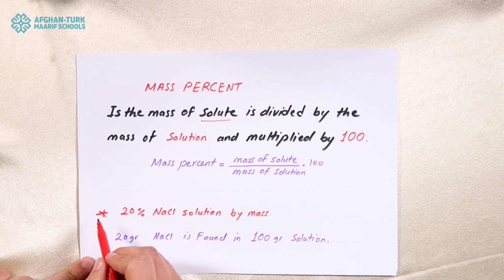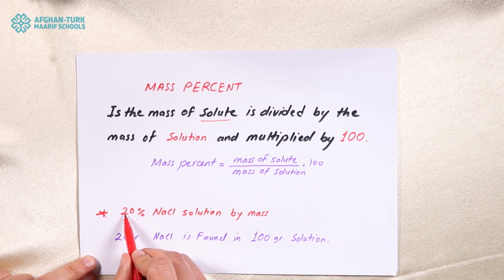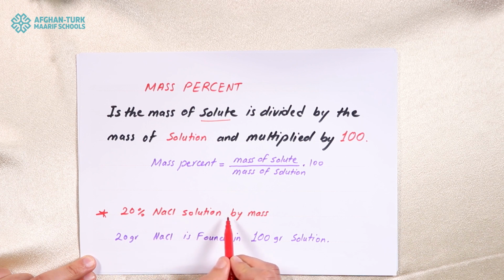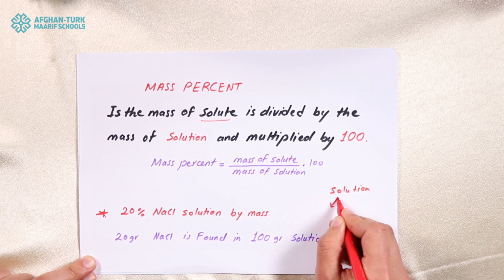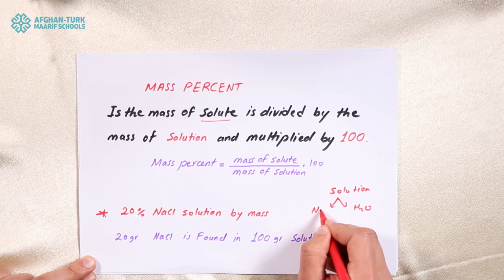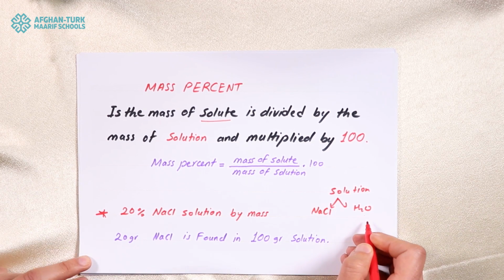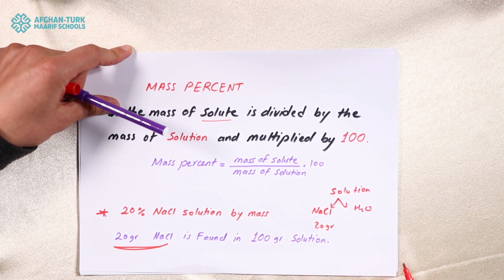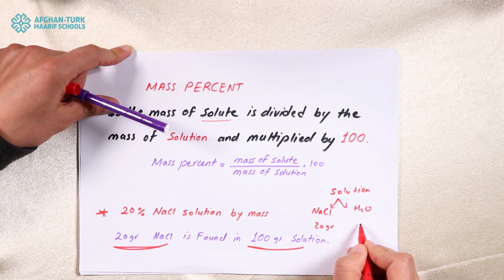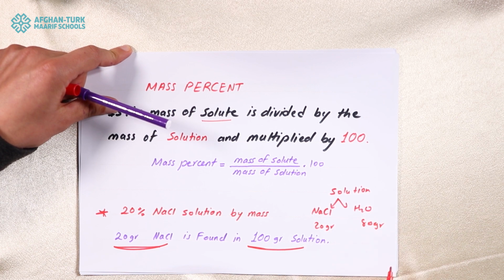It is remarkable that you should understand what it means. For example, 20% sodium chloride solution by mass. What does it mean? It means we have 20 grams of sodium chloride in 100 grams of solution. For example, we have a solution that contains sodium chloride and water. How many grams of sodium chloride do we have? We have 20 grams. How many grams of water do we have? Here we should write 80 grams, because it says solution, not water.